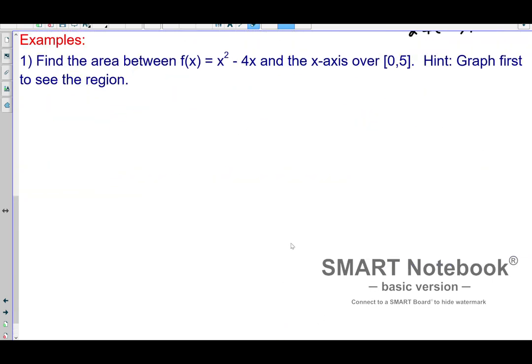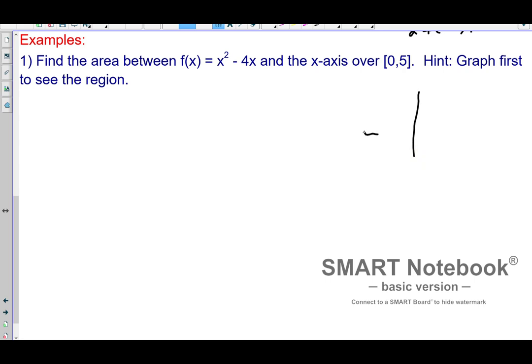And here's our first example where we have to do all the work. It's not necessarily going to be given to us what the integral is between points a and b, like it was in the example above. So in a problem like this, f of x equals x squared minus 4x, and we're supposed to find the area between the function and the x-axis over the interval from 0 to 5. I gave a hint here saying graph first to see the region. But even if that hint is not given, if the question asks you to find area, you ought to always look at the region first, because if the region is sometimes positive, sometimes negative, you're going to have to split it and do sub-intervals.